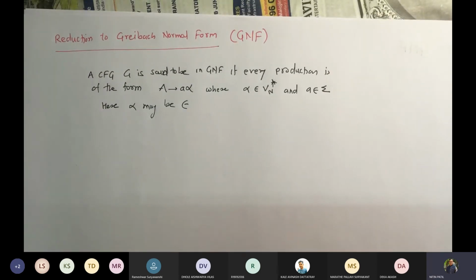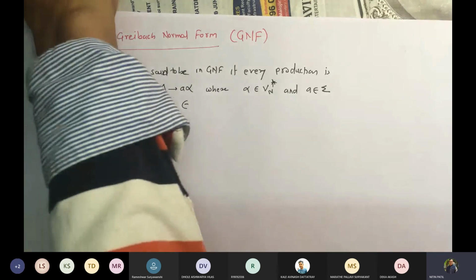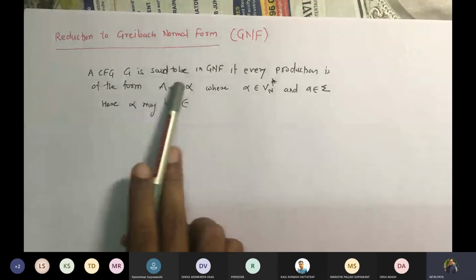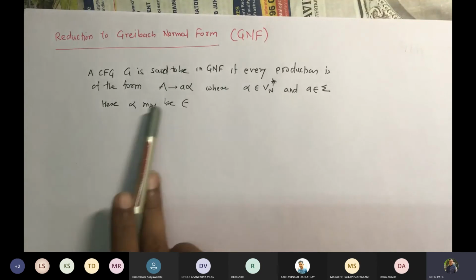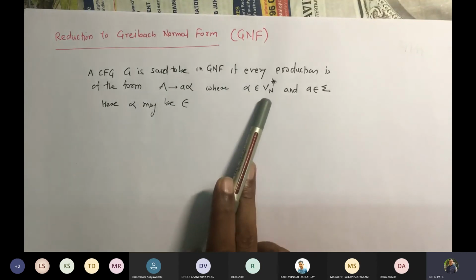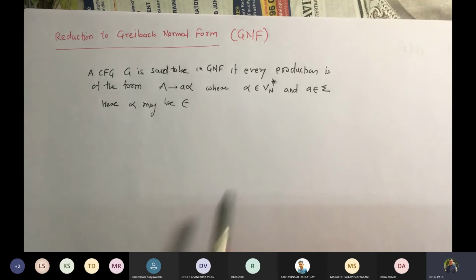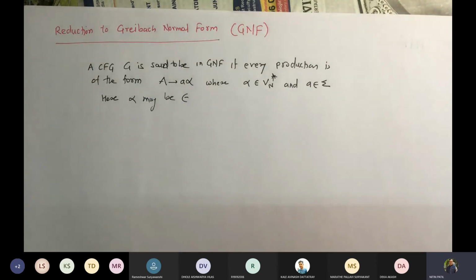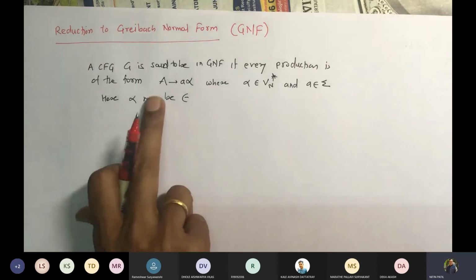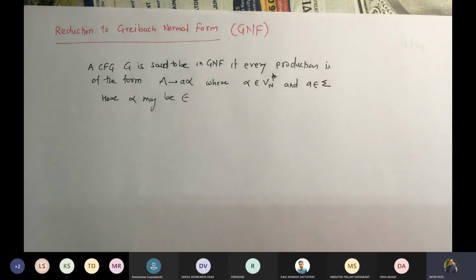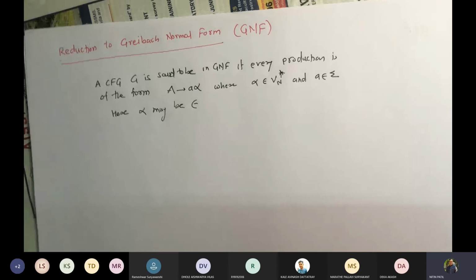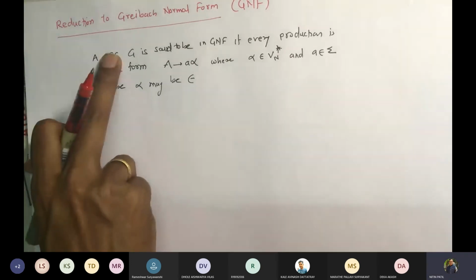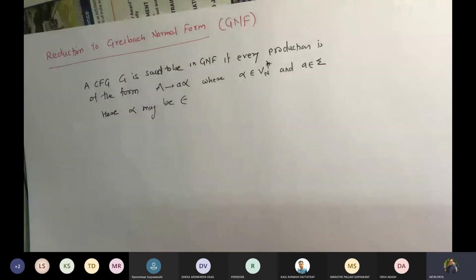So what we said is, we are defining GNF as: a CFG G is said to be in GNF if every production is of the form A gives a alpha, where alpha belongs to Vn star and a belongs to sigma. And definitely this A should be a variable of G. To convert this, we require a few understandings, so let us go with them. The assumption here is that we are trying to reduce a CFG to GNF.